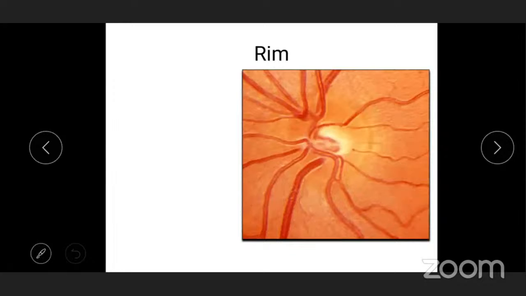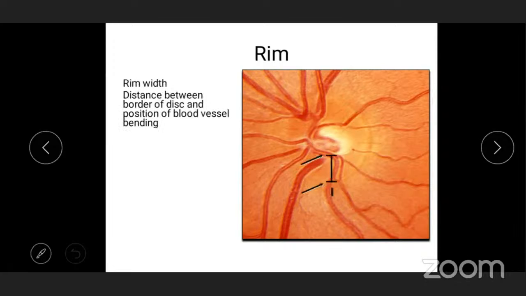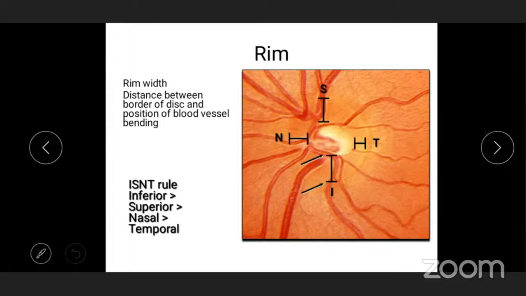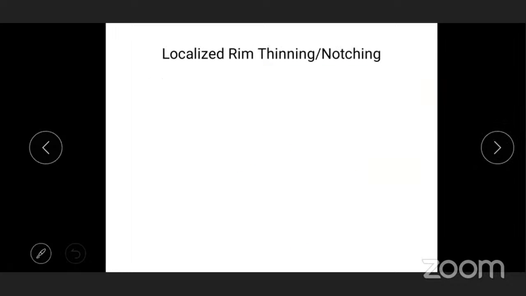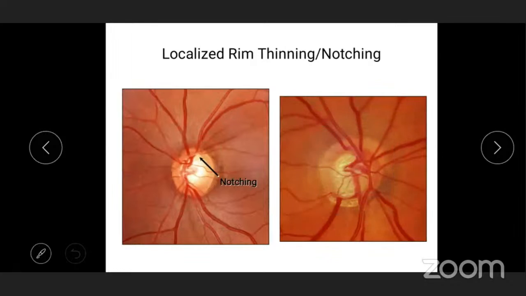The rim is thickest inferiorly, as seen here, followed by superior, the nasal and the temporal, which becomes the ISNT rule, but it's not always satisfied. Remember what I'm going to tell you next. In the notching of the rim, the question asked is, what is the commonest site for the notching of the rim in most glaucoma situations? The answer is the photograph on the right, this one. So it's actually the inferior part. To be very precise, it is the inferotemporal part in which you commonly see the thinning of the rim or notching of the rim, as we call it, as shown in this photograph.